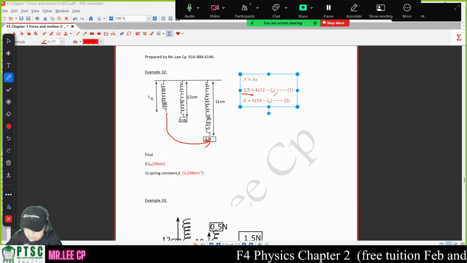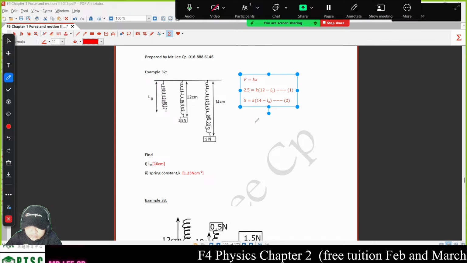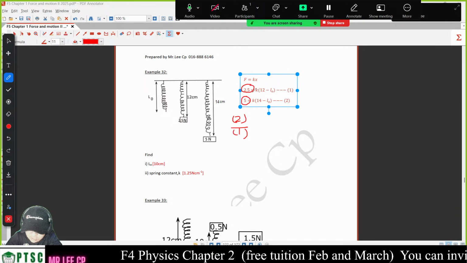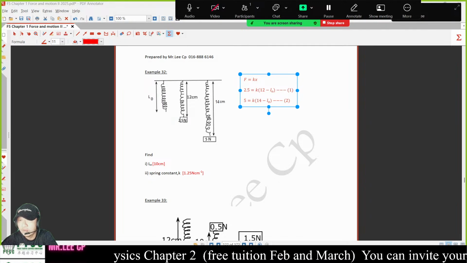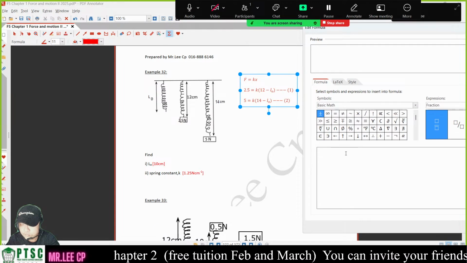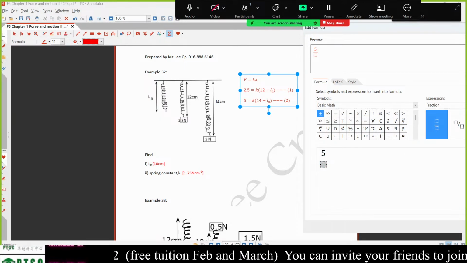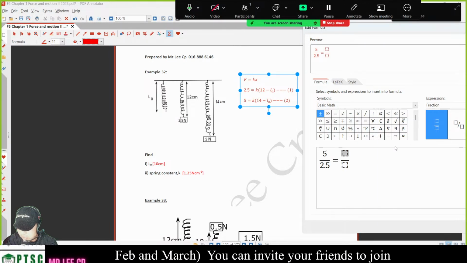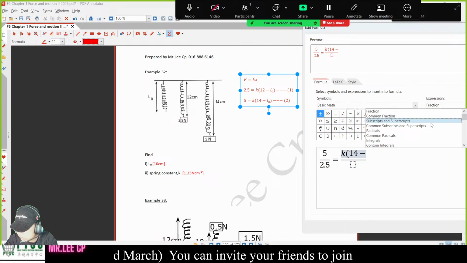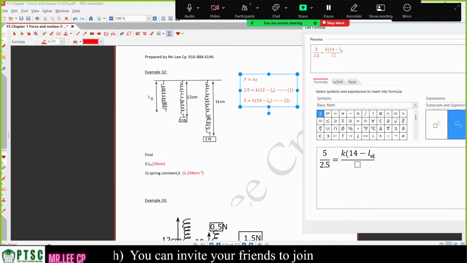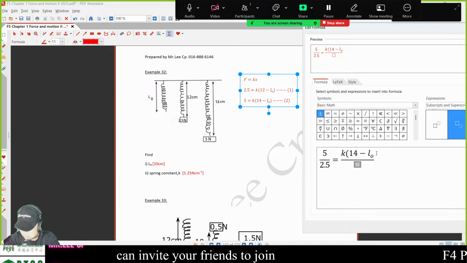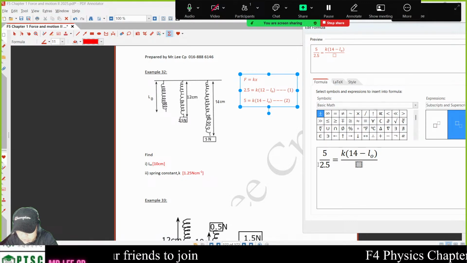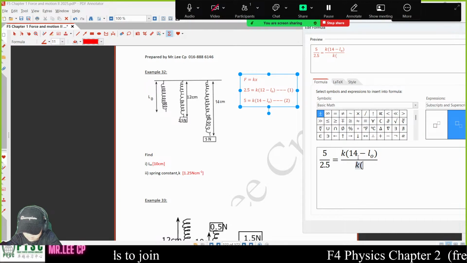So this one divided by this one. I use the second equation divided by the first equation, bigger over smaller, because 5 divided by 2.5 is easier. So 5 divided by 2.5 is equivalent to K times 14 minus L0, over K times 12 minus L0. Here, you copy down this one, 2.5 is this one, 12 minus L0.